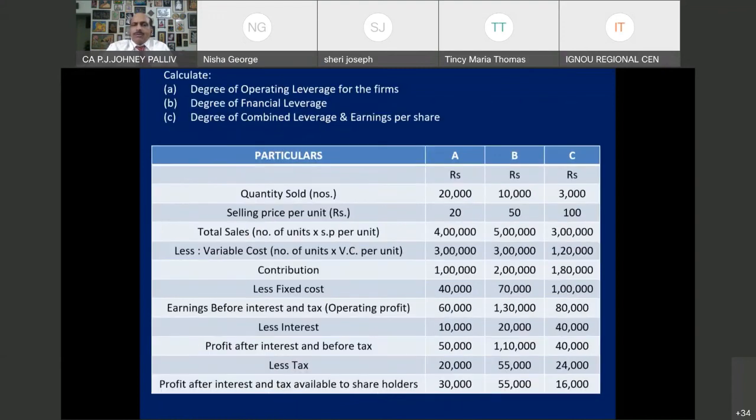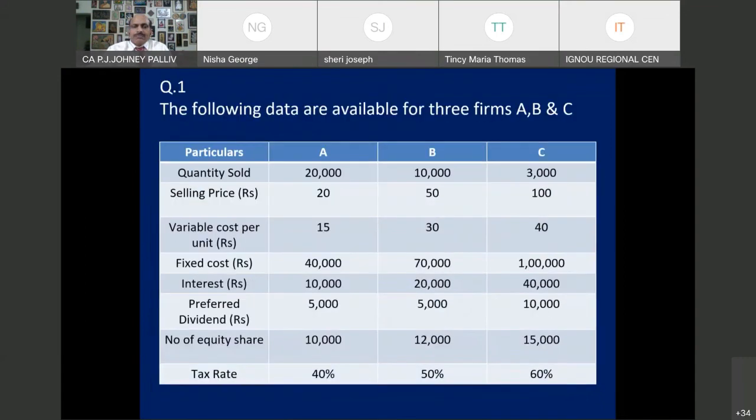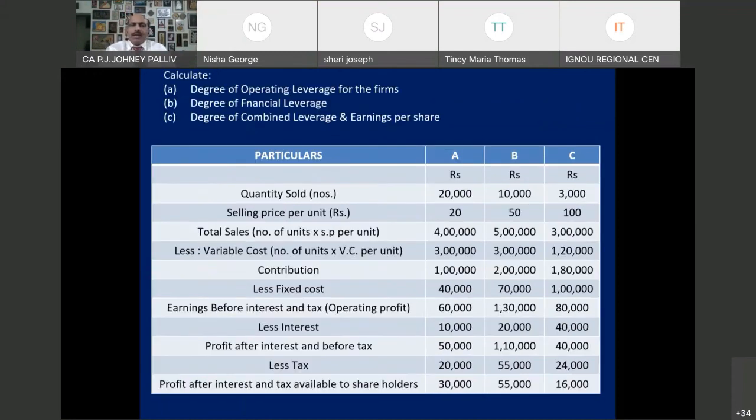You can see fixed cost: 1 lakh minus 40,000, earning before interest and tax, which is also called operating profit, 60,000. 2 lakh minus 70,000, 1,30,000. 1 lakh 80,000 minus 1 lakh, 80,000. From where will you get interest? Interest is given in the question: 10,000, 20,000, 40,000. That is what we have taken here. Interest 10, 20, 40.